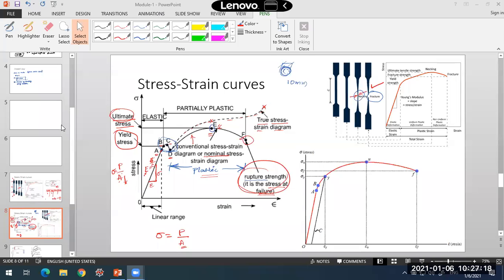So is that okay regarding the stress strain curve? These points you need to understand. Just forget this partially plastic. I have taken the picture from one of the images from a search page, but just leave out partially plastic and all, not required. The only thing is this A to F, these points should be clear to you.